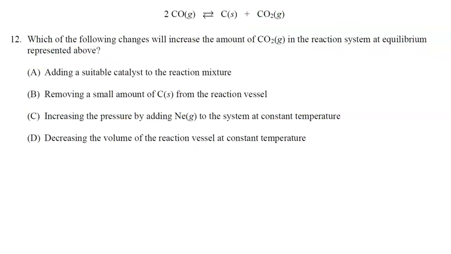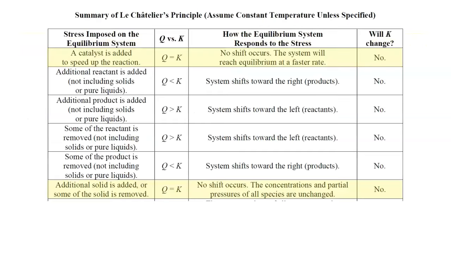In question 12, it says, which of the following changes will increase the amount of CO2, or carbon dioxide, in the reaction system at equilibrium represented above? Now on this next slide, I'm presenting something that I had presented in my video for Le Chatelier's principle. What you can see on this slide are examples of a stress imposed on the equilibrium system and then how the equilibrium system responds to the stress.